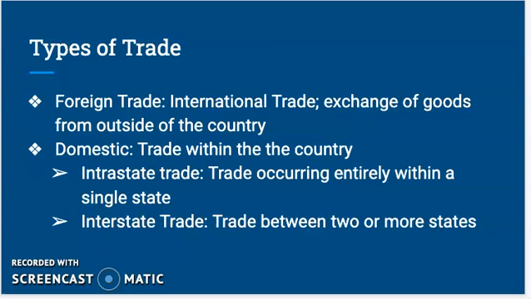Interstate trade means trade between two or more states, right? So in other words, if you're ordering avocados from California, right? That would be an example of interstate trade.